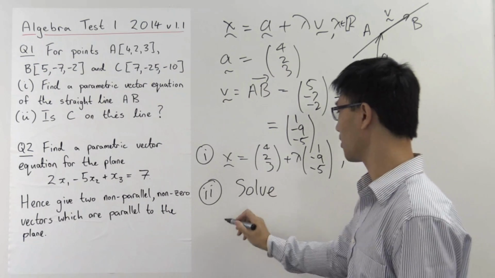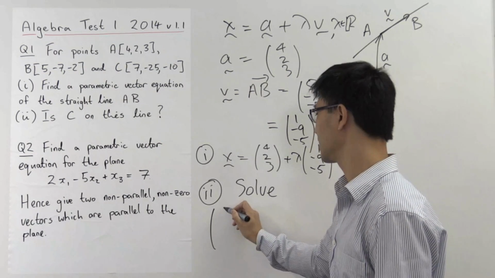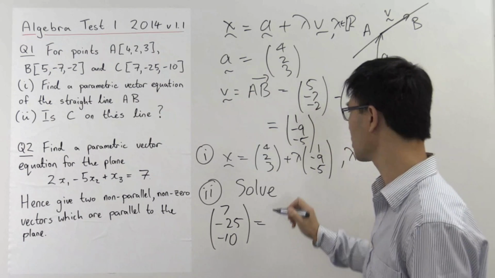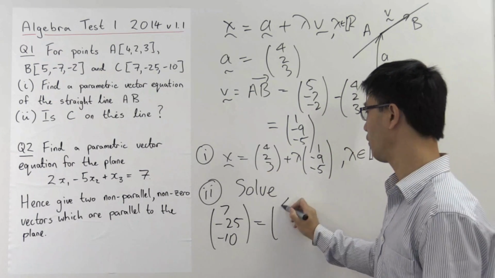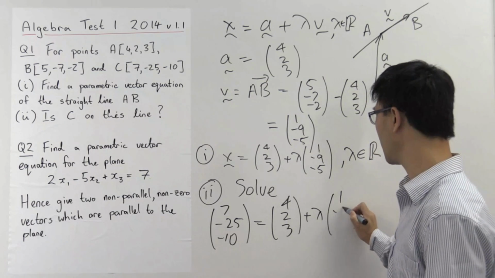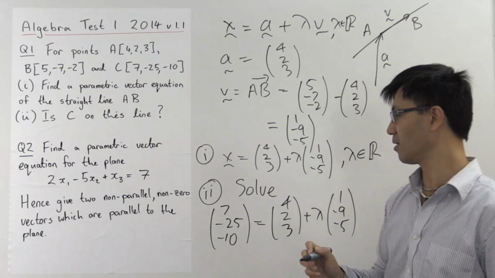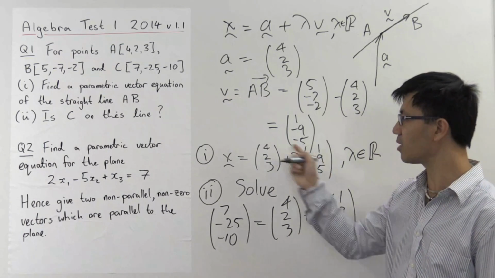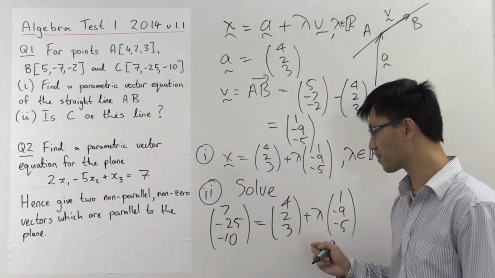Let's see how much space I've got. 7 minus 25 minus 10 equals this part here. 4, 2, 3 plus lambda times 1, minus 9, minus 5. Okay, so we want to see whether you can solve this. If you can solve it, you can find this lambda, so it lies on this line.